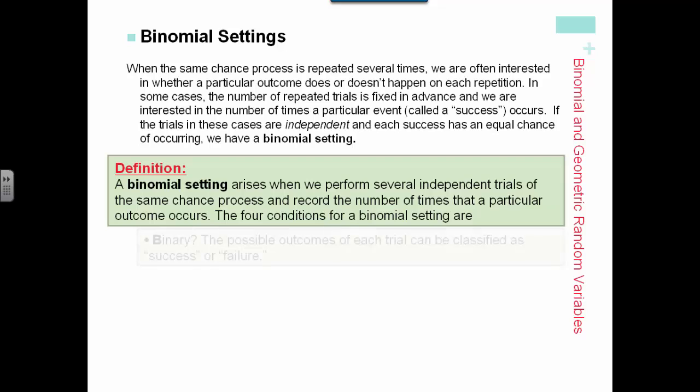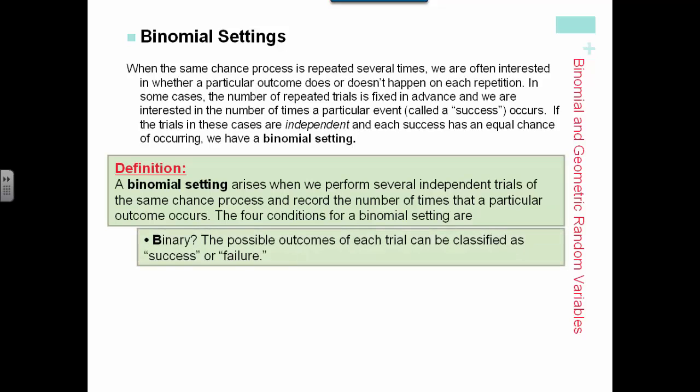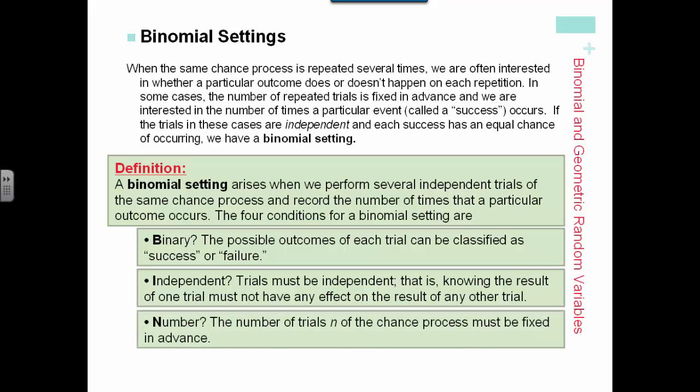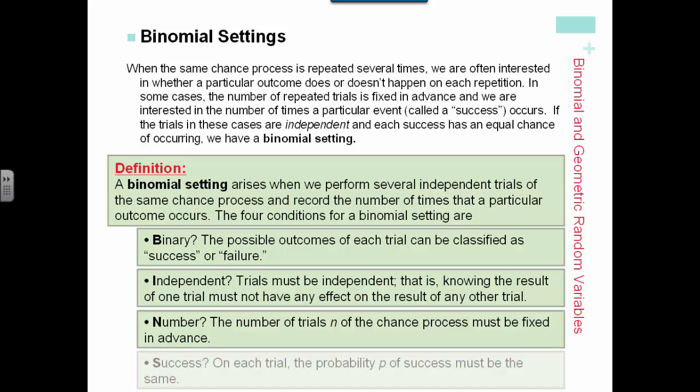The four conditions are: Binary, possible outcomes of each trial can be classified as success or failure. Independent, trials must be independent. That is, knowing the result of one must not have an effect on the result of any other trial. Number, the number of trials n must be fixed in advance. Success, on each trial, the probability of success must be the same. So we learn the BINS system: binary, independent, number, and success.